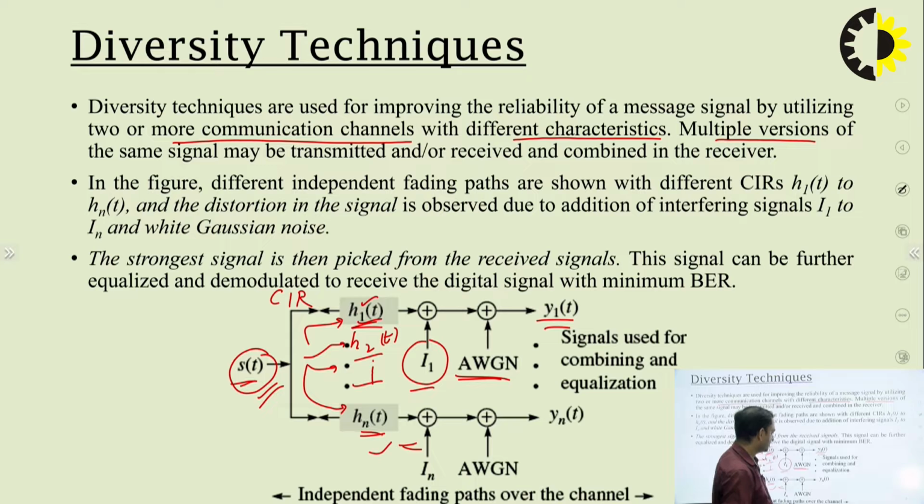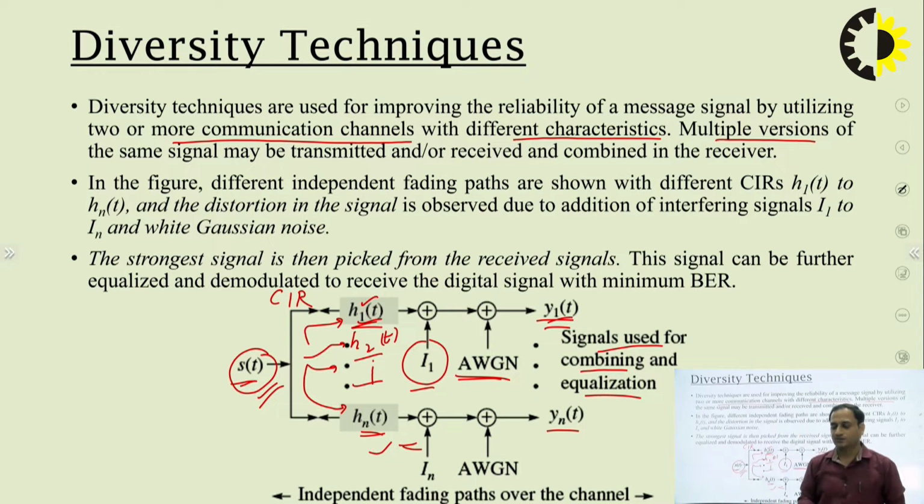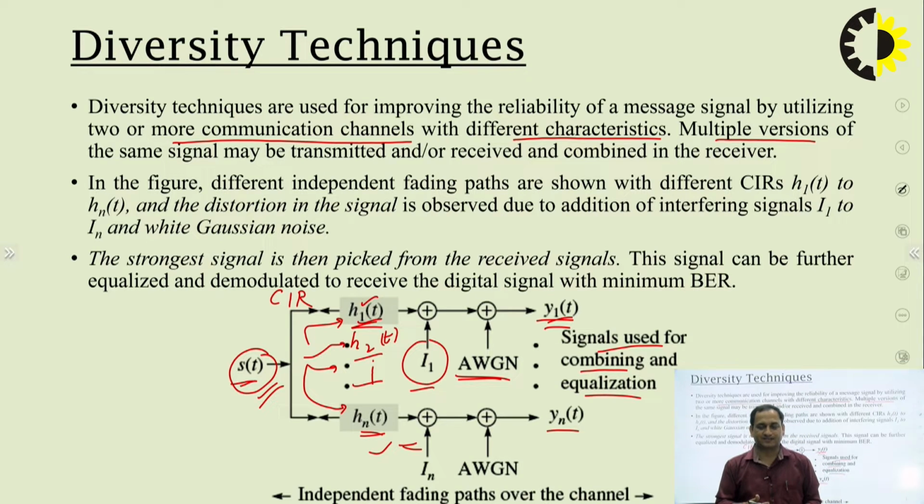Then we add the AWGN, the additive white Gaussian noise, to that signal, and Y1 to Yn are the received signals at the receiver. These signals are used for combining and equalization. At the receiving side, we use different combining techniques on these received signals and select the best SNR value. So finding the best SNR value, or how we can amplify the signal at the receiver, there are various methods or techniques so that we can achieve the best SNR value.